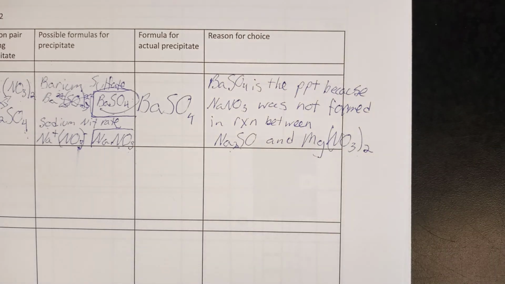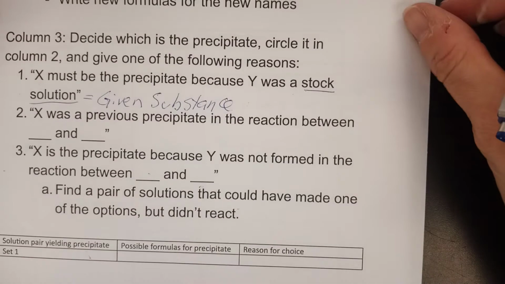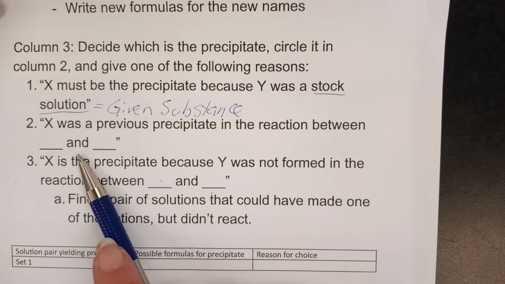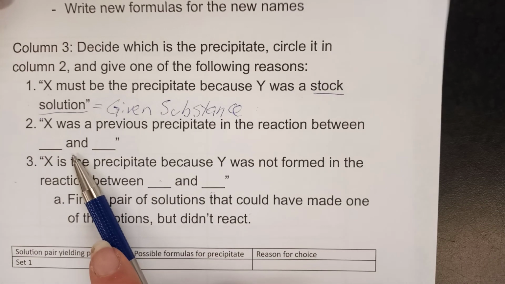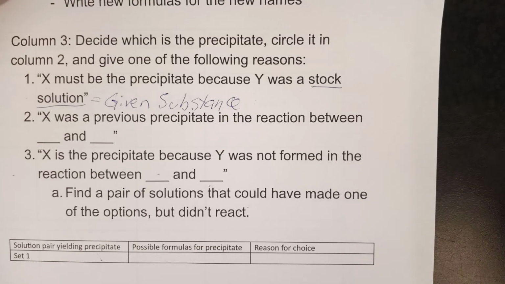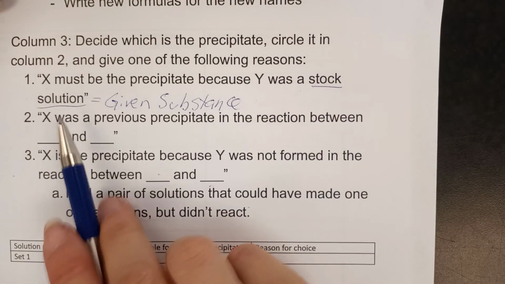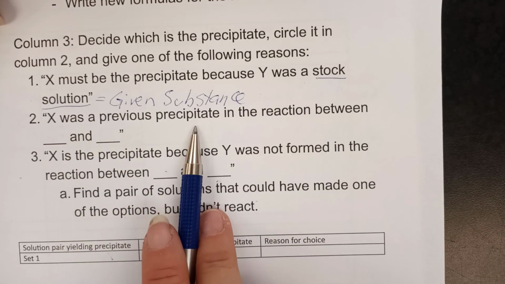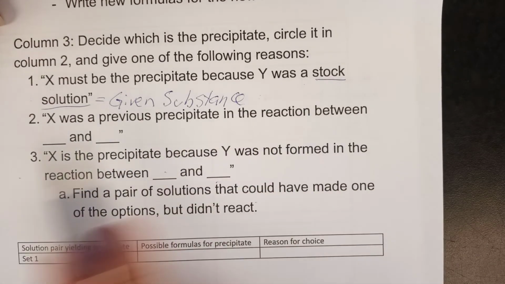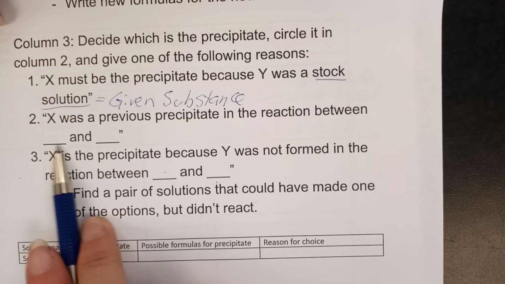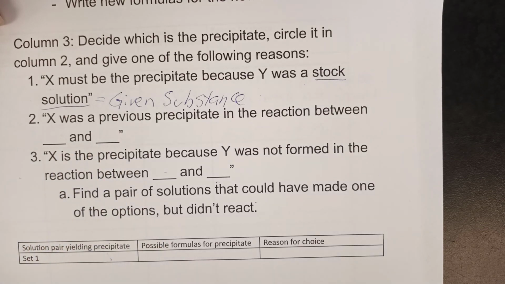But again, use the first two arguments first. Look for these things. The next time you see barium sulfate as an option, don't go through this whole hard process to find one where the other thing couldn't react. You would just say barium sulfate was a previous precipitate in the reaction between barium nitrate and magnesium sulfate.